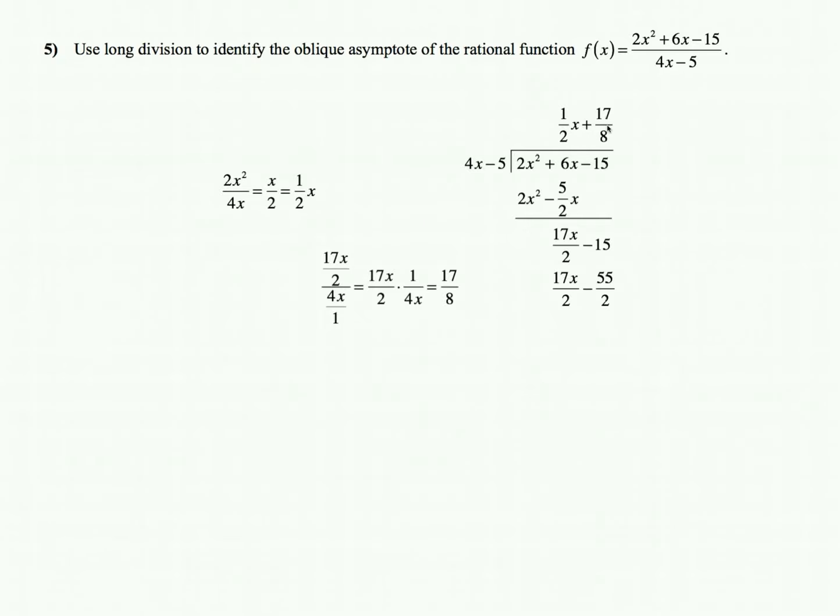If you carried on and multiplied the 17/8 by 4x to get 17 halves x, and then the 17/8 times the negative 5 to get negative 55 halves, which is what it simplifies to, and then subtract this line from this, you'll get the remainder, and the remainder would be out here, but the remainder, as we saw in class, does not contribute anything to that oblique asymptote. And so once we have determined the constant term of this linear function in the quotient, then that's the conclusion, and that is the oblique asymptote of this rational function.